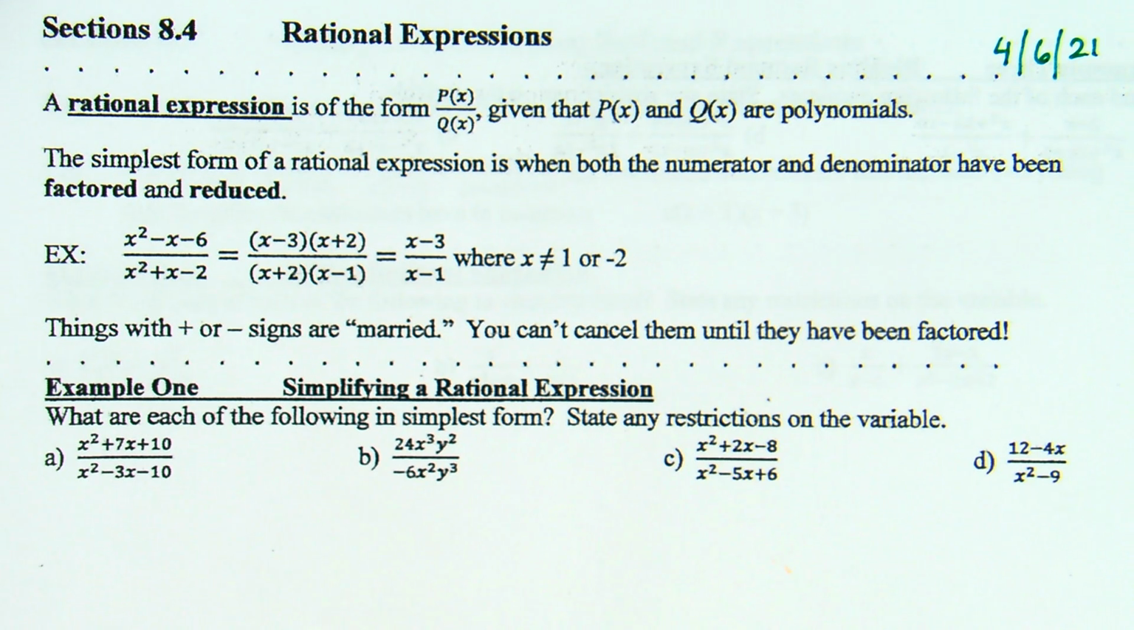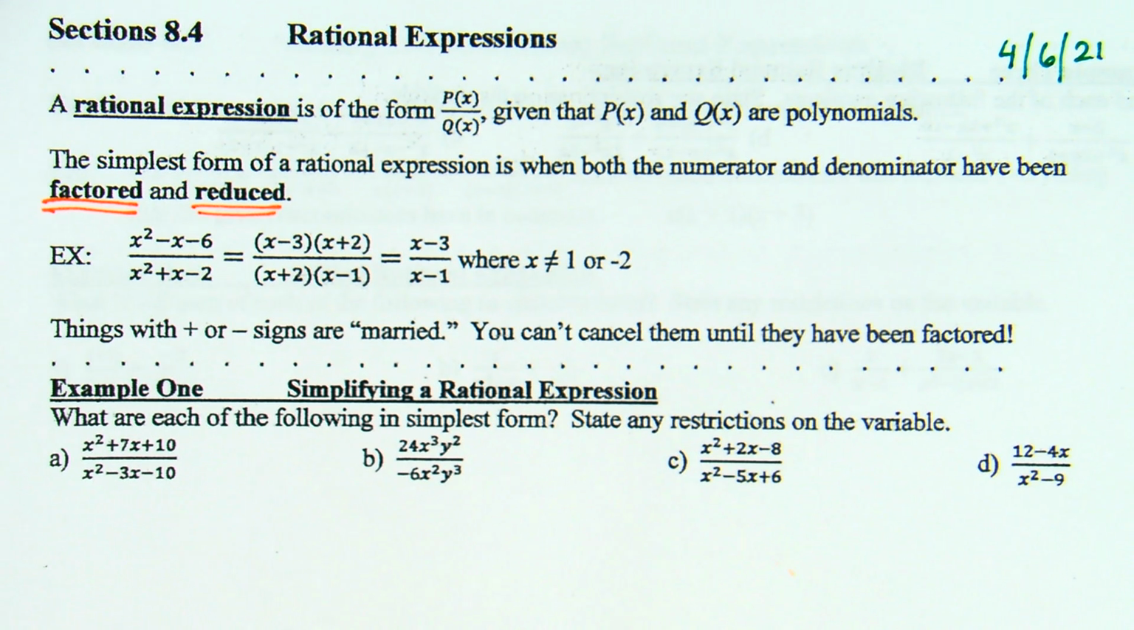Now, the simplest form of a rational expression is when both the numerator and denominator have been, notice what it says, factored and reduced. So that is a big thing today, is how do we simplify these expressions? And as we try and simplify them, factoring and reducing. Factoring is a big thing, guys. We reviewed some factoring back in 8.3? We've got a lot of factoring to do here. You've got to be able to factor to succeed in this stuff, so we'll keep reviewing that.